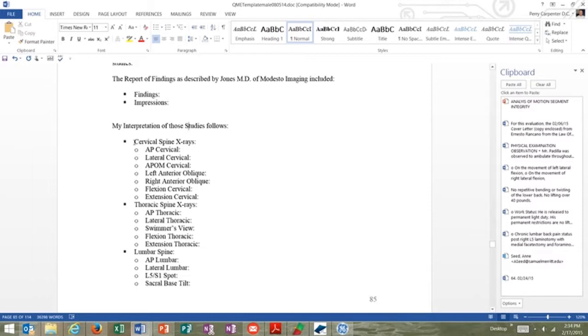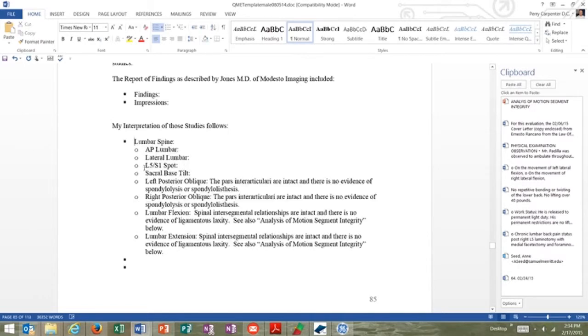So in this particular case, we're involved with the lumbar spine, so we'll delete these from our template. And here I want you to report the findings of your studies view by view by view by view, and give your description of your findings of each of the views in the study. Now notice here with the lumbar flexion and extension views, here's where I make a reference to the analysis of motion segment integrity table below that we're going to fill in in just a moment.